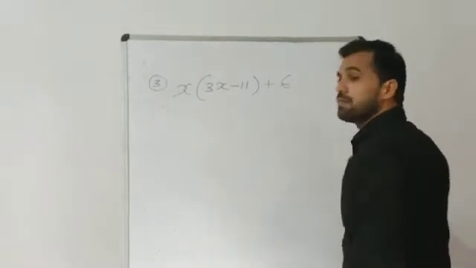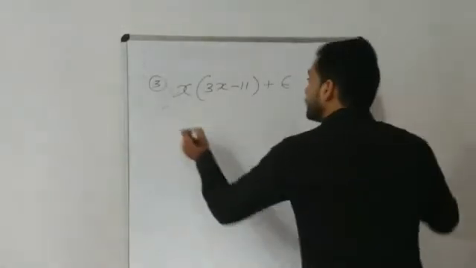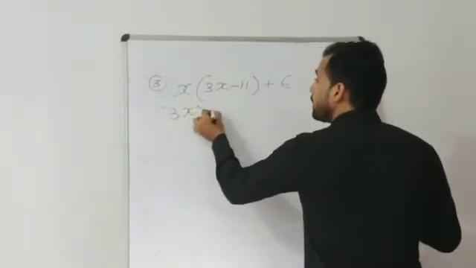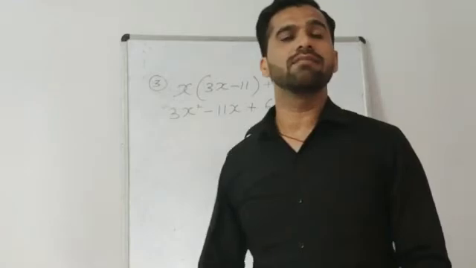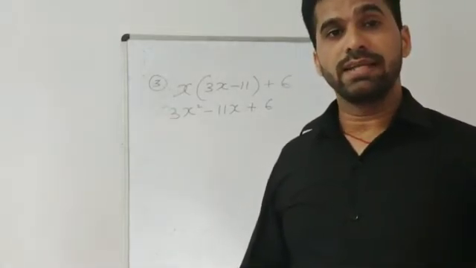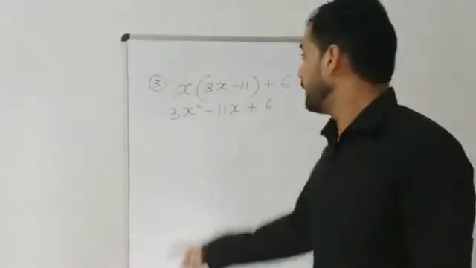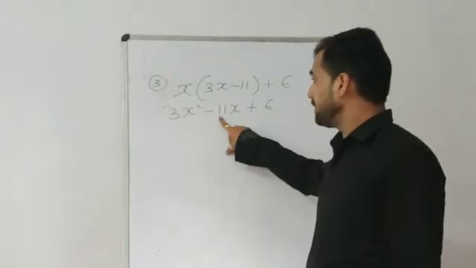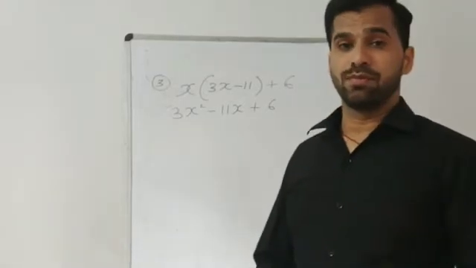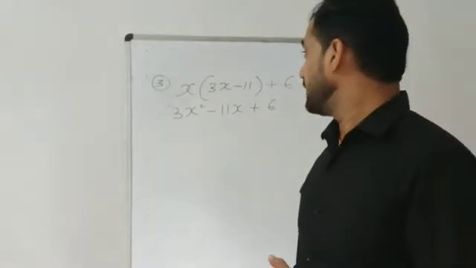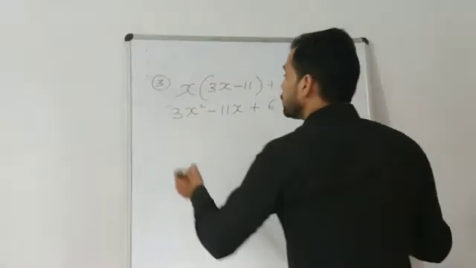So how to solve? First we will solve the bracket and form a trinomial expression. That is 3x square minus 11x plus 6. Simply we have to open the bracket and find the trinomial expression. After finding it, we will split the middle term. Here the middle term is minus 11. So 3 sixes are 18. We have to split 11 in such a way that we get 18 as a product and minus 11 as addition or subtraction. Simply 9 twos are 18.